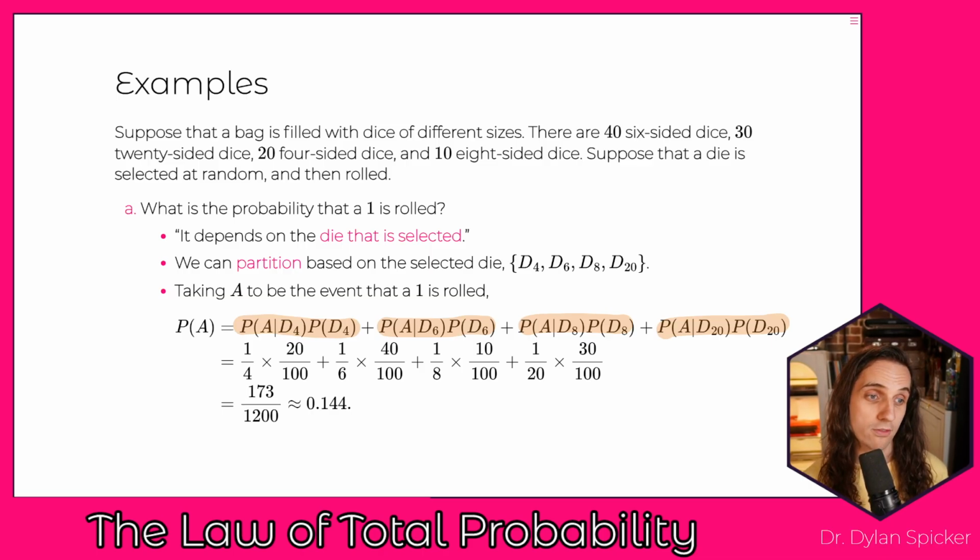Again, we have a 1 out of 4 chance if you've selected the 4-sided die, times a 20 out of 100 chance of selecting the 4-sided die. 1 out of 6 if you select the 6-sided die, times 40 out of 100 of actually selecting that die. 1 out of 8 with the 8-sided, times 10 out of 100, and then 1 out of 20 times 30 out of 100. If we work all of that out, that gives us about a 14.4% chance. So if you're playing this game, there's about a 14.4% chance that you roll a 1.